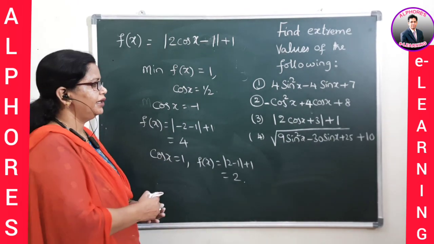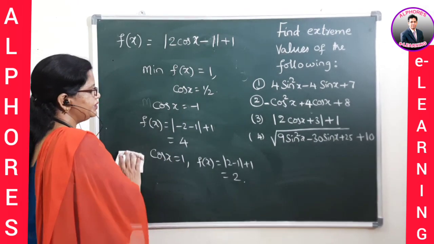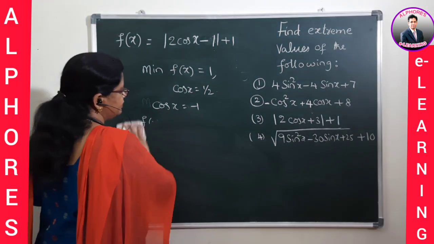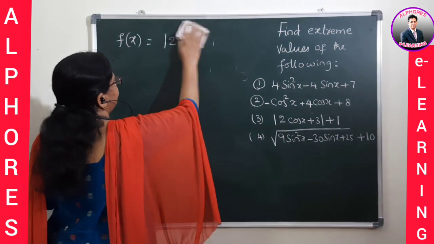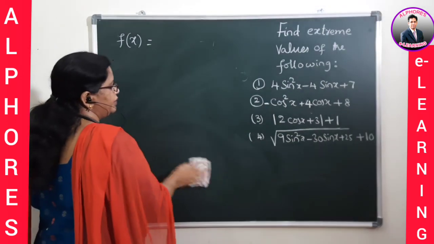Okay. Now let us observe, students, the fourth problem. So what is the fourth problem here? Already f of x is given as, here, under root of something.